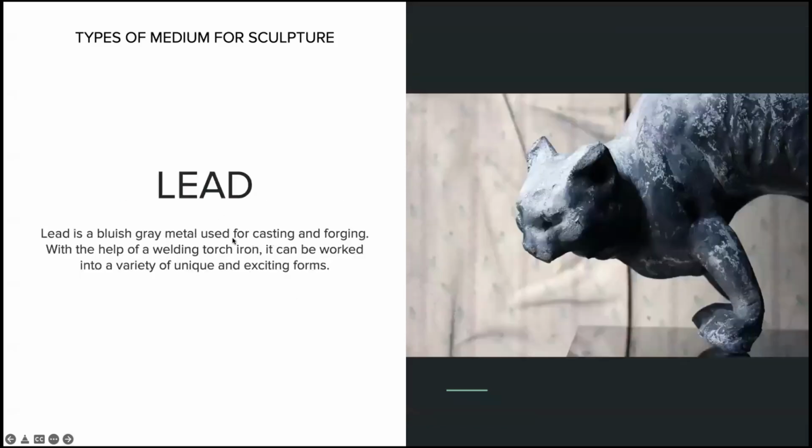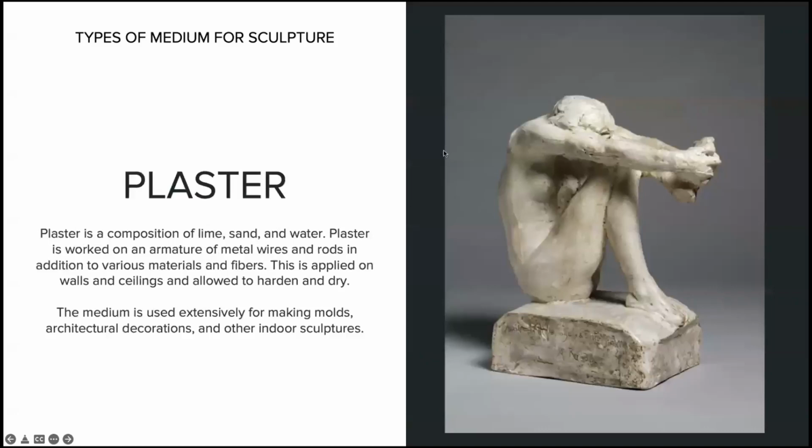Okay, next, the lead. Lead is the one used in pencils, right? So lead is a bluish-gray metal used for casting and forging. With the help of a welding torch, it can be worked into a variety of unique and exciting forms like this. The medium used here is lead for sculpture.